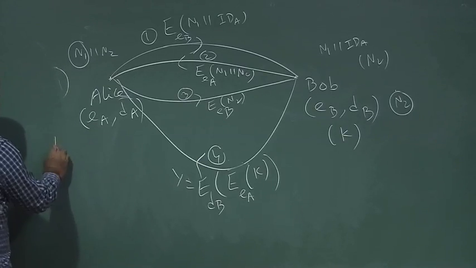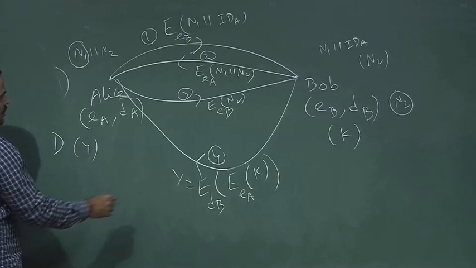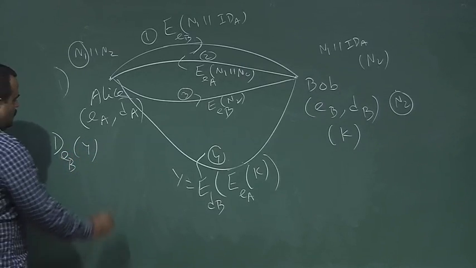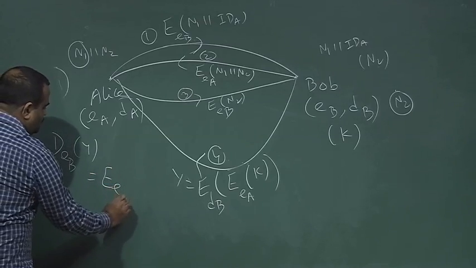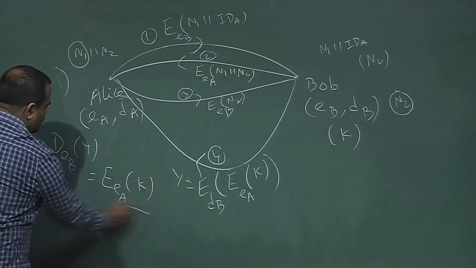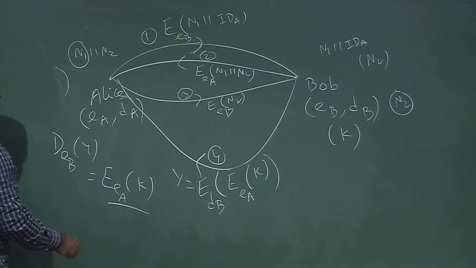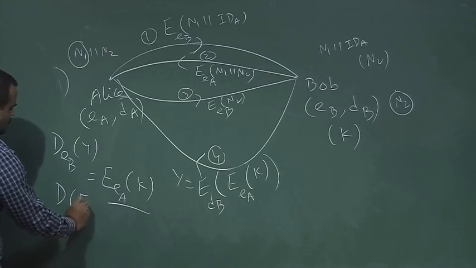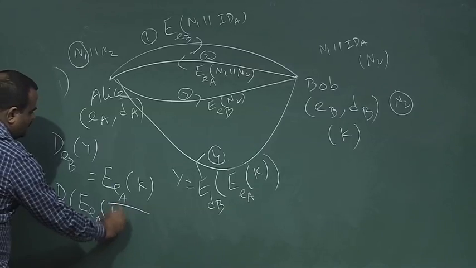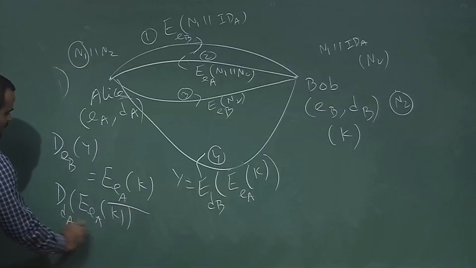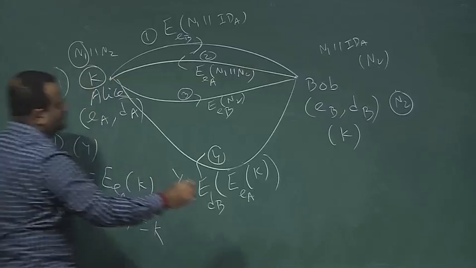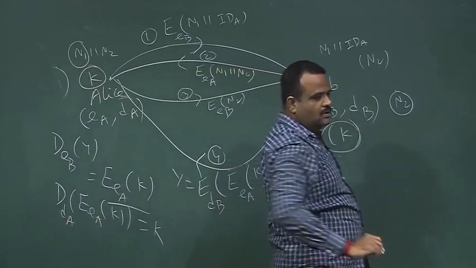Now, upon receiving this, what will Alice do? Alice will first decrypt Y using Bob's public key. So, this was signed by Bob. Then it should give us E of A and K. Now, again Alice will decrypt this using Alice's secret key, so this is D of A. So, Alice will get K. Now, this K is agreed between Alice and Bob.